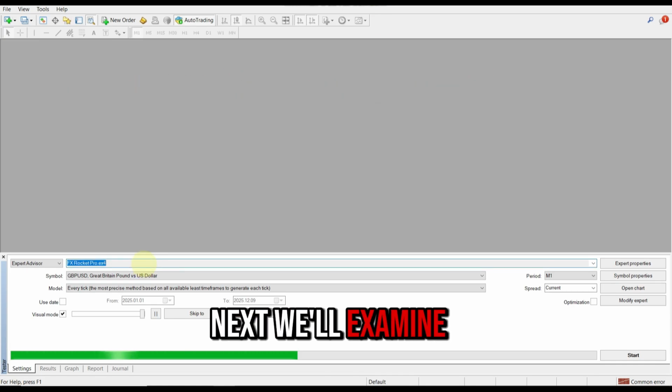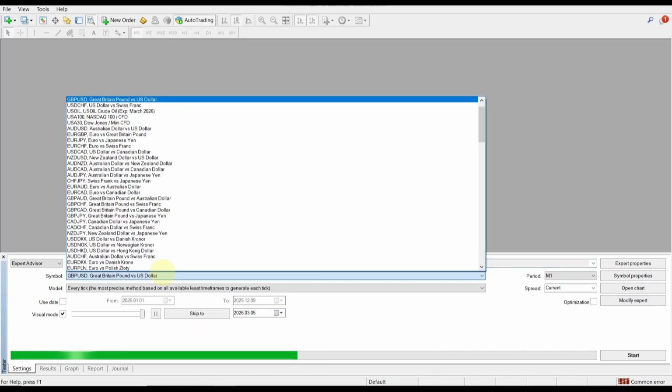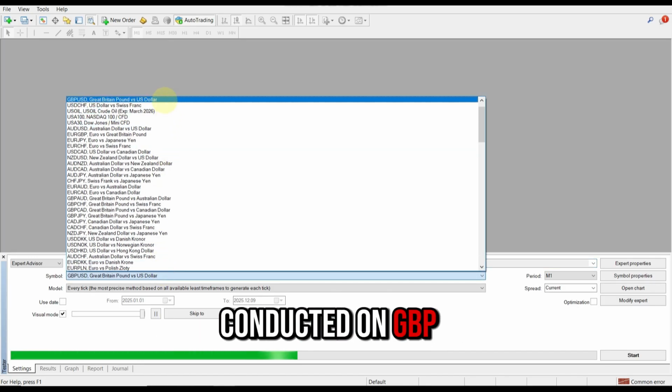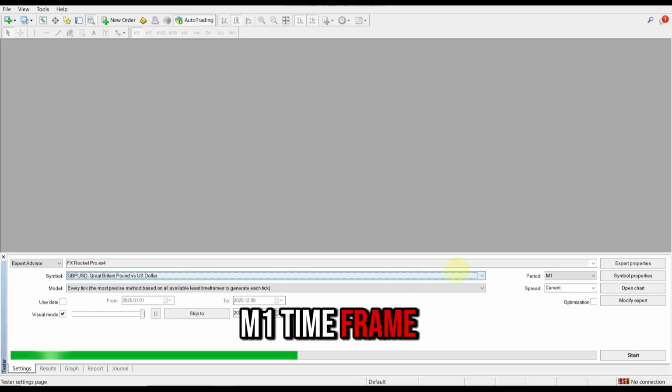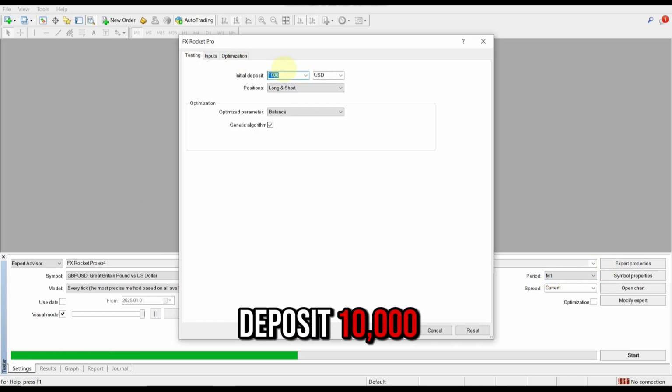Next, we'll examine how the EA performed in past market conditions through backtesting. This backtest is conducted on GBPUSD using the M1 timeframe. Deposit 10,000.